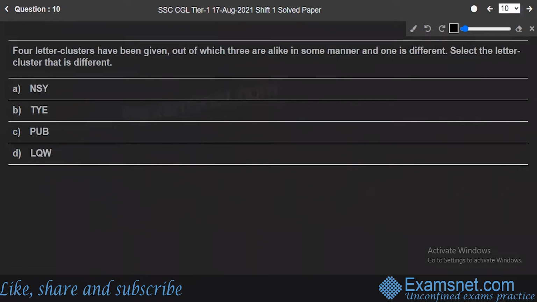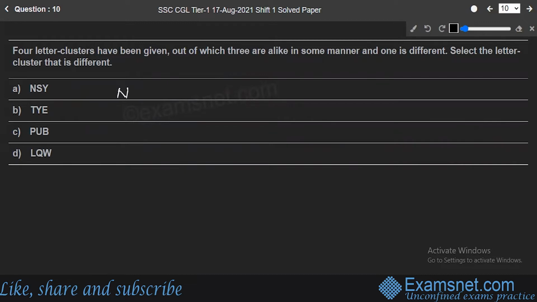Next question number 10. 4 letter clusters have been given, out of which 3 are alike in some manner and 1 is different. Then select the letter cluster that is different. So the letter clusters are NSY, TYE, PUB and LQW. Let's see.